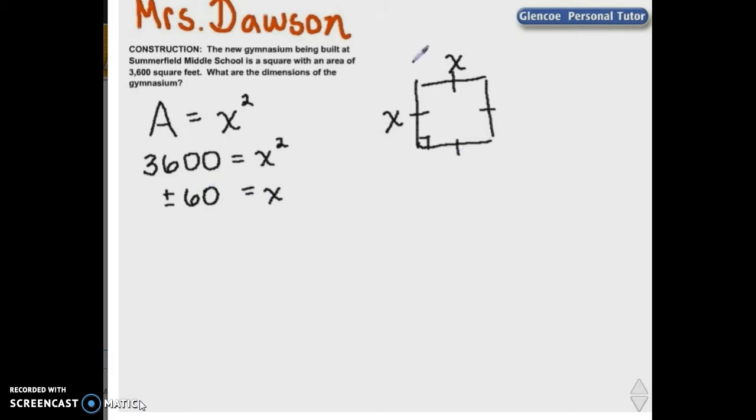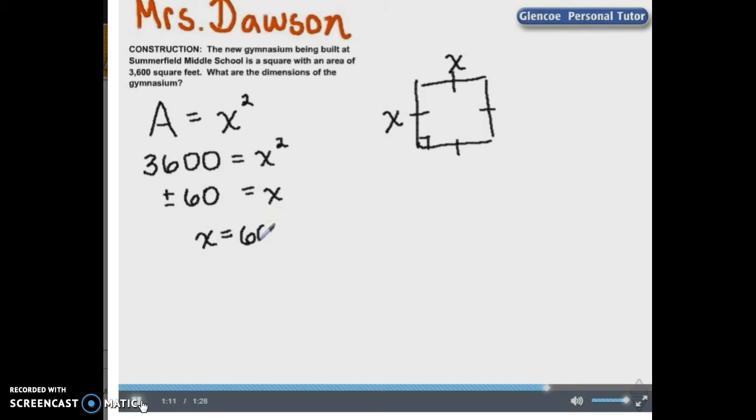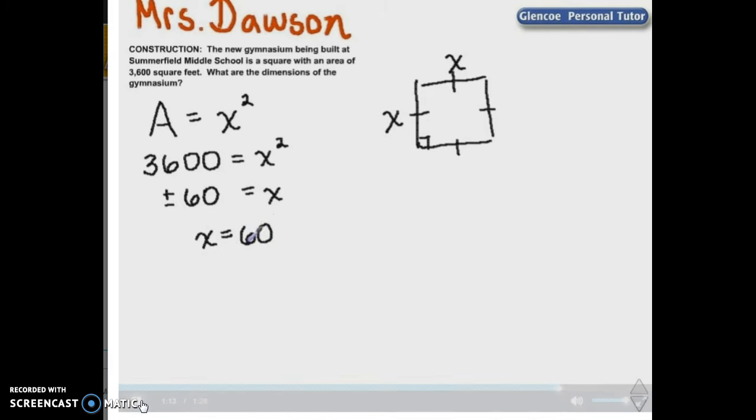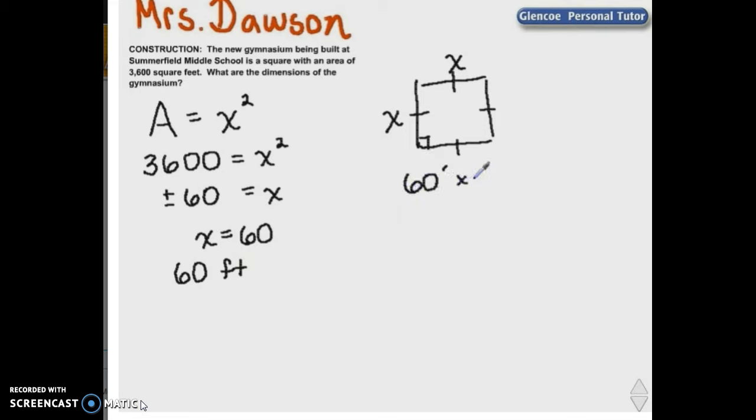However, because this is a geometry type of problem and x represents length, then the negative value does not hold true in this particular situation. X is equal to 60, so the length of one side of the gym is 60 feet. So the dimensions of the gym are 60 feet by 60 feet.